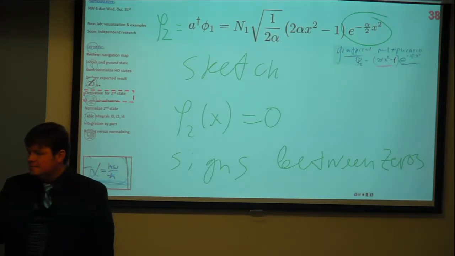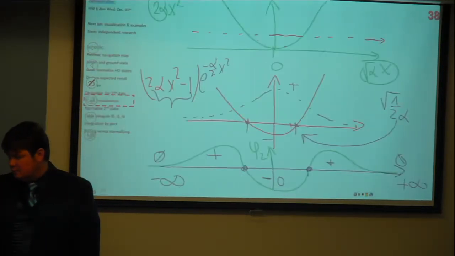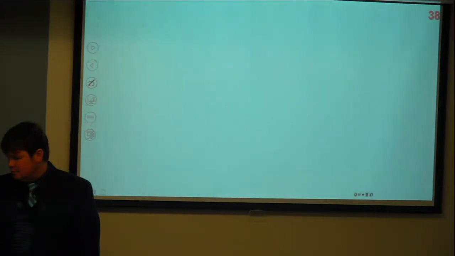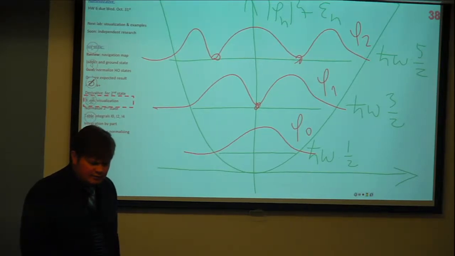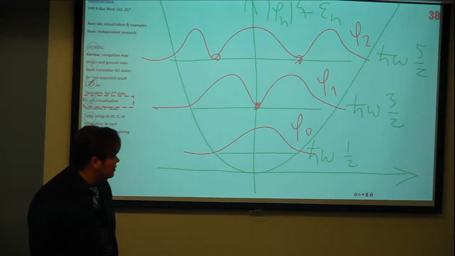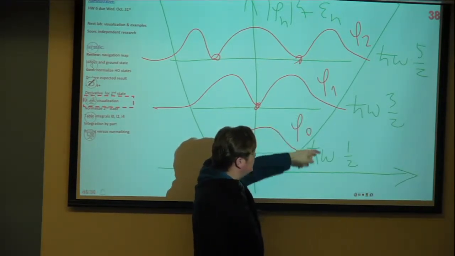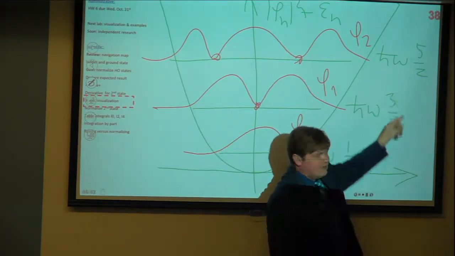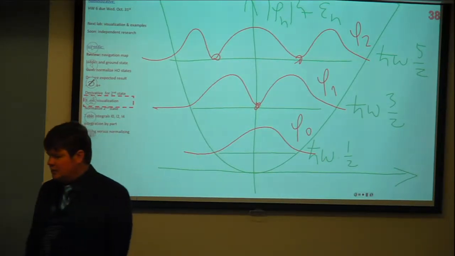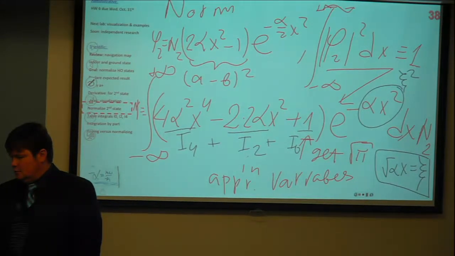And now we need to normalize. We need to normalize this function. I skipped it from discussion, but the energies of the ground, first, and second states will be proportional to h bar omega and go as a progression 1/2, 3/2, 5/2. So they will be offset by an equal amount of energy. Okay. Normalization.